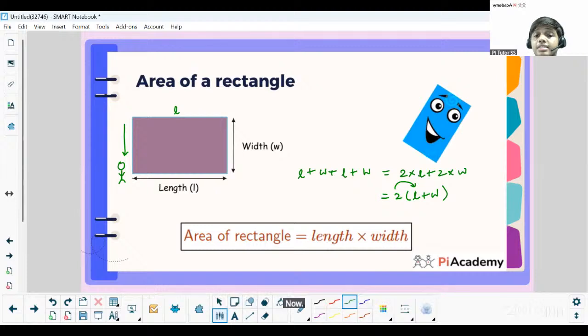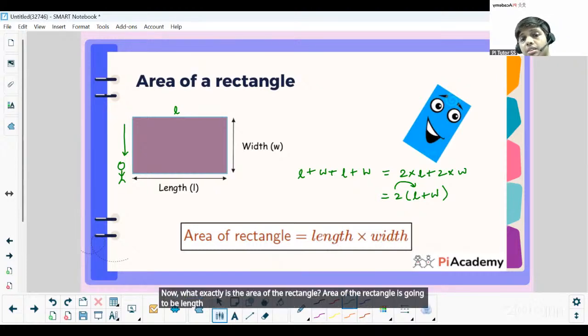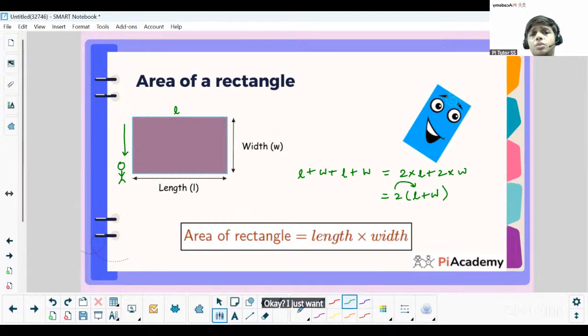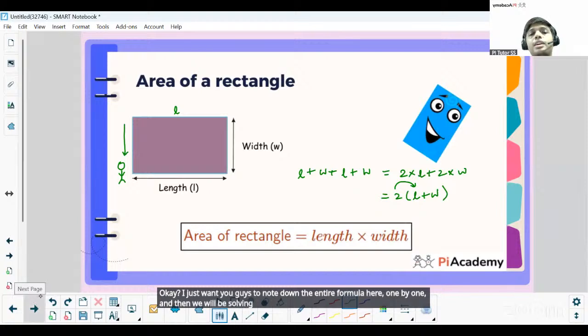Now, what exactly is the area of the rectangle? Area of the rectangle is going to be length times width. I just want you guys to note down the entire formula here one by one, and then we will be solving some of the questions related to this.